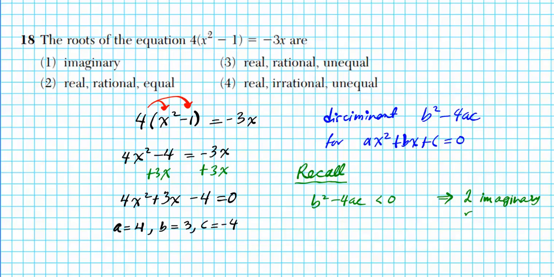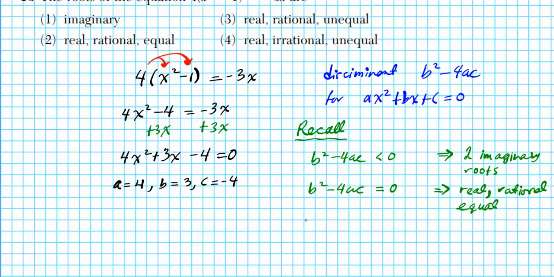They're going to be distinct, okay? Or unequal. If you have b squared minus 4ac, if the discriminant is equal to 0, then what you have is a real root that is rational and equal. This is known as a double root, okay?